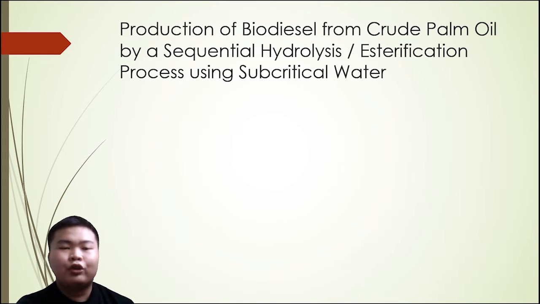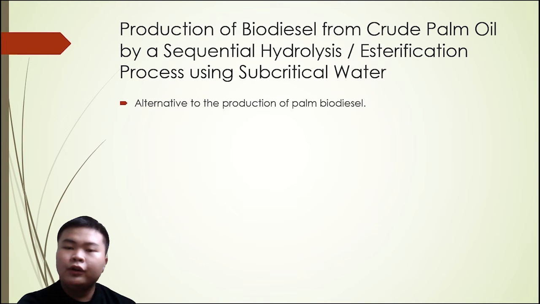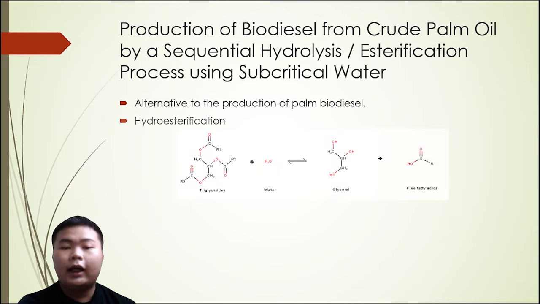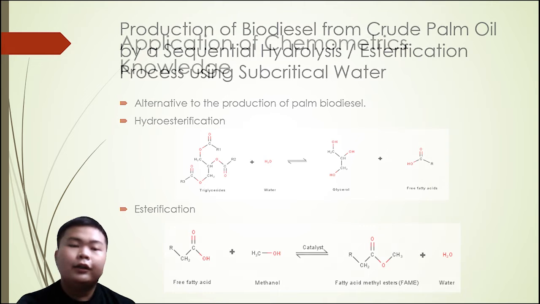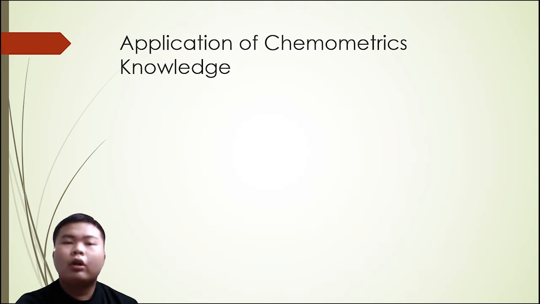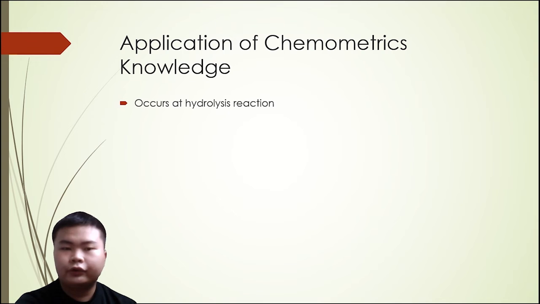So the article that I am sharing today provides an alternative to the production of biodiesel by the combination of hydrolysis and esterification, which is known as hydroesterification. In this article, the knowledge of chemometrics is applied in the first part of the reaction, which is hydrolysis. This reaction is investigated by using a 2^4 full factorial design.